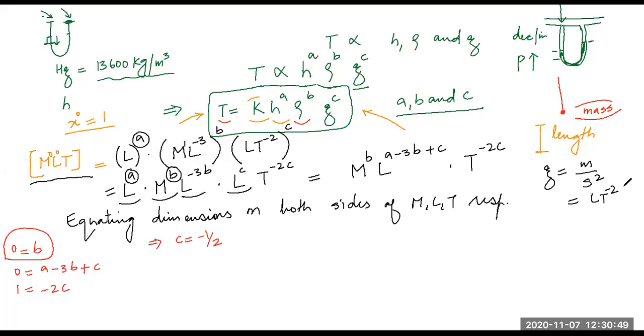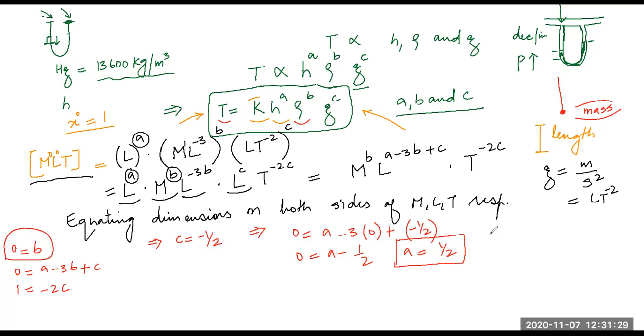So C is equal to minus 1 by 2. Then can anyone help me find the others? Put the value of C. B is equal to 0. So put the value here. So I will get 0 is equal to A minus 3 times B. What is B? B is 0. Good. What is C? C is minus 1 by 2. So I will get 0 is equal to A minus 1 by 2. So A is equal to 1 by 2.